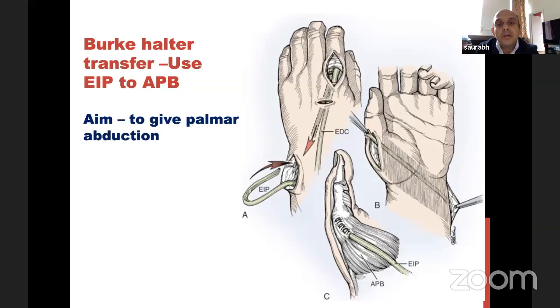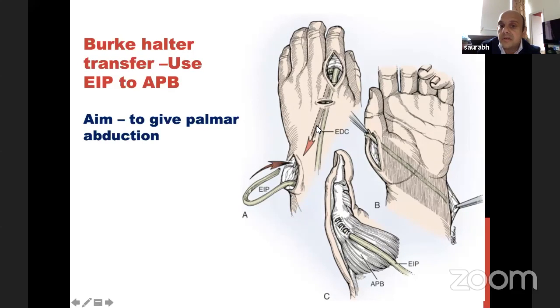Finally, Burkhalter transfer is EIP to APB. Again, I use EI for rheumatoid patients, for EI to EPL transfers. I've never done one to APB, but just for completeness' sake, for exam purposes, EI, ulnar tendon. So make a small cut in the retinaculum. How do you make sure this is EI?